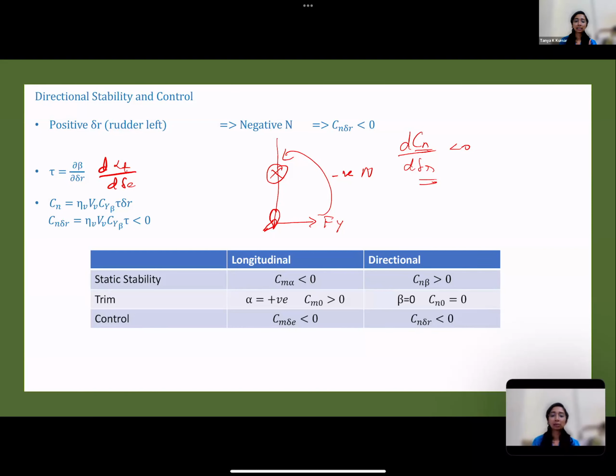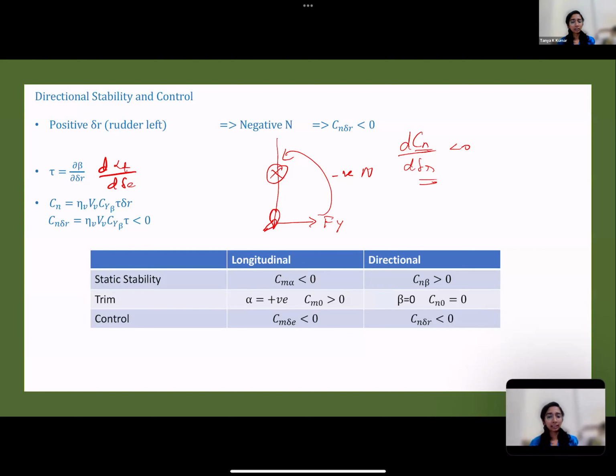For static stability in the longitudinal case, only condition, just like Sandra pointed out, is Cm alpha should be less than 0. Directional case, Cn beta should be greater than 0. In the longitudinal case, what was the condition for trim? You wanted to trim your aircraft at positive angles of attack. Hence, your Cm naught should have been positive. Okay, we had discussed this extensively. I think it's clear now.